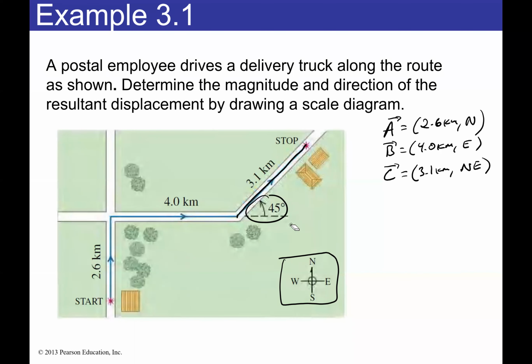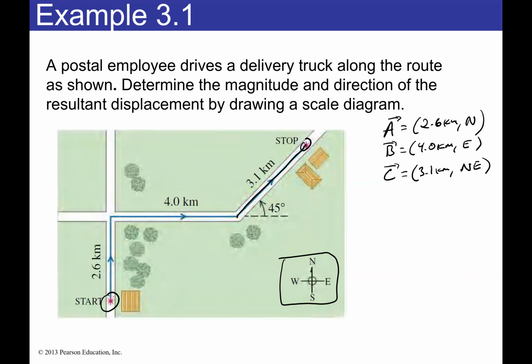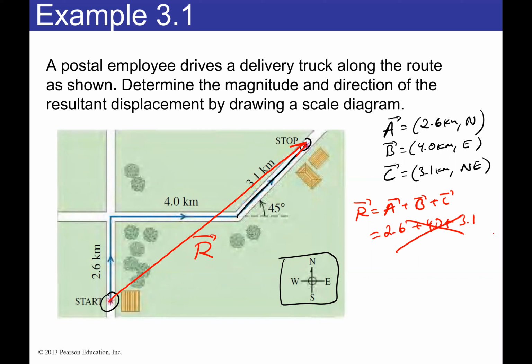Now, what is the displacement? The displacement will be connecting your start and your end point, which is basically this vector here. Let's call this R as the resultant, and as a vector, this is A plus B plus C. Remember, I cannot just add 2.6 plus 4 plus 3.1 to find the magnitude, because they're not on the same axis.